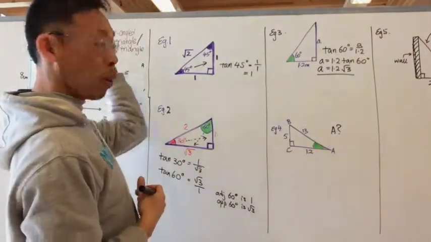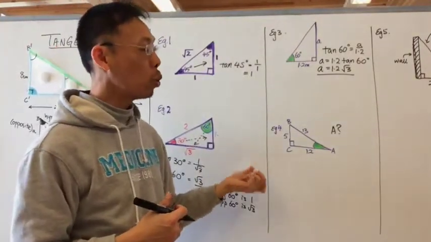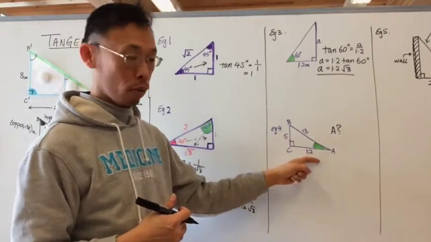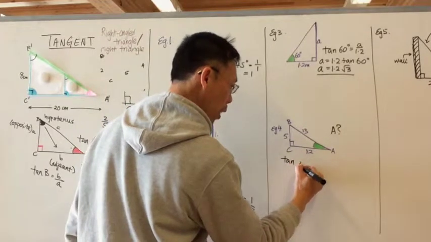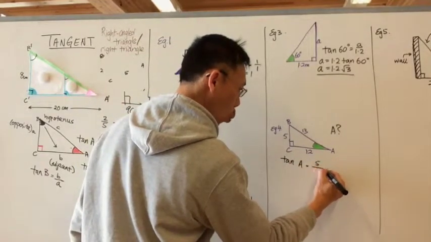But since we are learning about tangent, we're just going to use height over base. We're going to link height over base. That's the ratio of height over base. So tangent A in this case is 5 over 12.